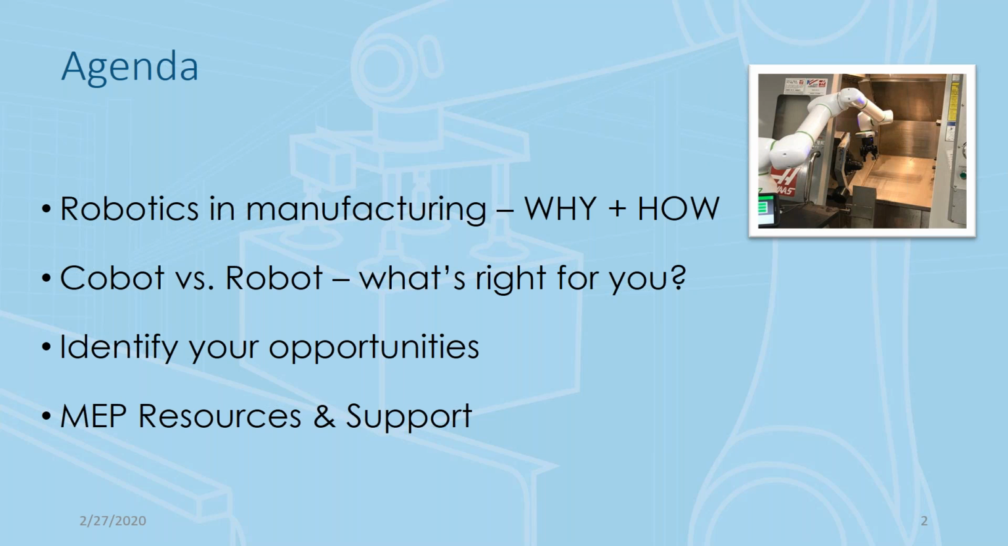So what we're going to talk about today, that's what we all want to know, robotics and manufacturing, and we're going to hit a little bit of the why and the how. So why would we consider robotics, and you can even extend that to technology in general in manufacturing, as well as the how. What are the tools and the considerations to doing so? Next, we'll talk a little bit to differentiate between cobot or collaborative robotics and traditional robotics, and give you an idea to help you figure out what might be right for your particular applications that you may be considering.